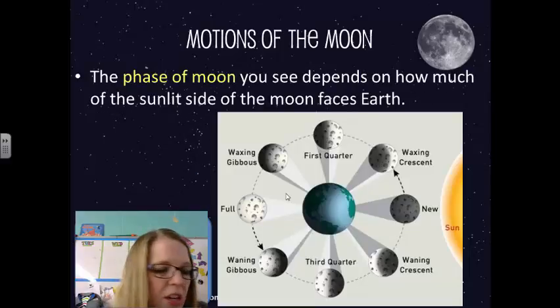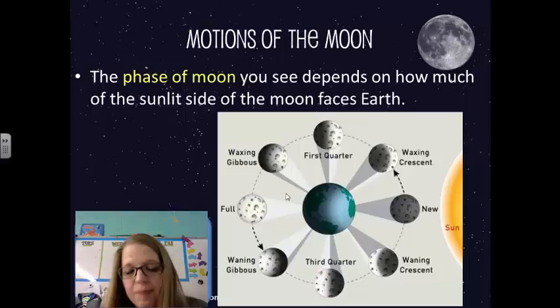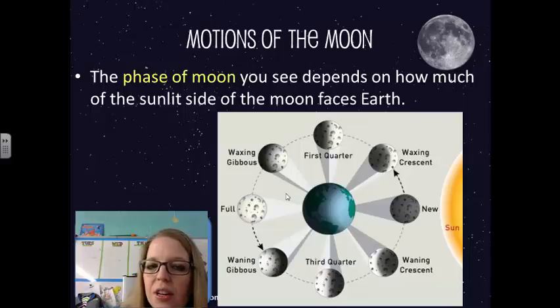Alright, so your first definition. This goes in the top box. The phase of the moon you see depends on how much of the sunlit side of the moon faces Earth. The moon's always half lit, but different portions of that half lit side face Earth.